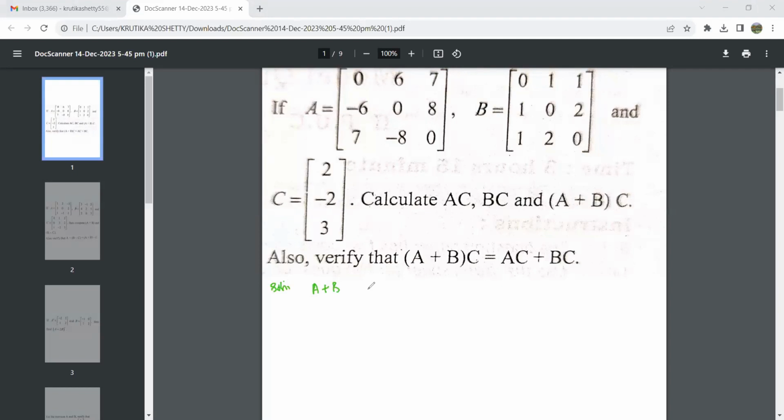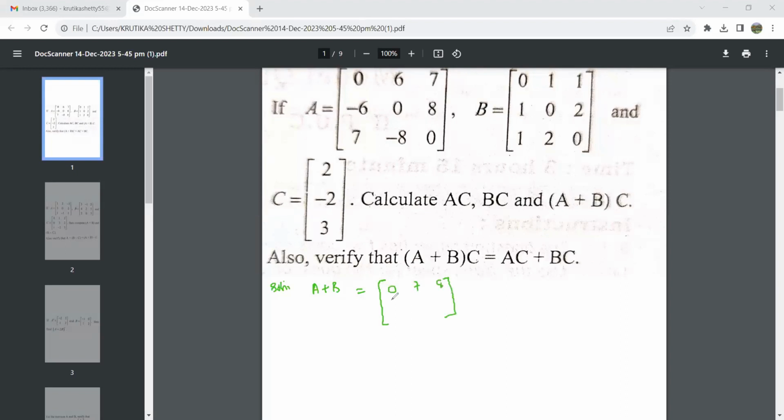So A plus B. Along with me, try to solve. Keep your book open and try to solve. A plus B will be the addition of A and B. You just have to add the elements, first element with first element. So 0 plus 0 is equal to 0. Next 6 plus 1 is equal to 7. 7 plus 1 is equal to 8.